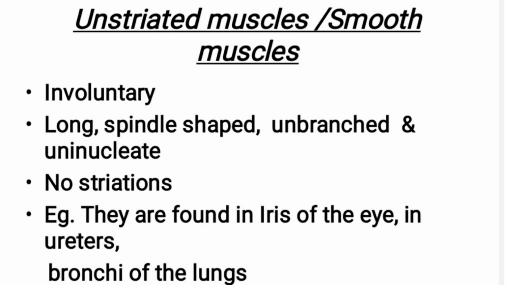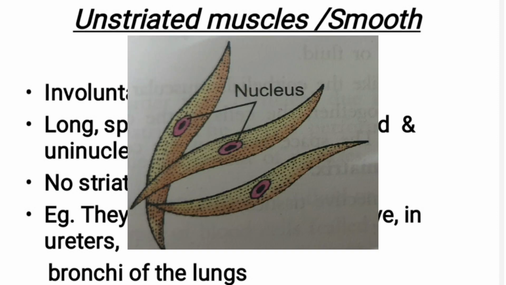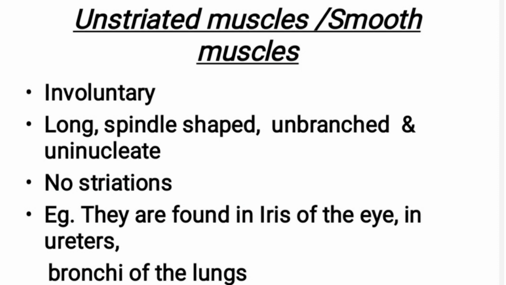The cells of smooth muscles are long with pointed ends, that means spindle shaped, and uninucleate. These muscles do not show any dark or light band, so they are called unstriated muscles.